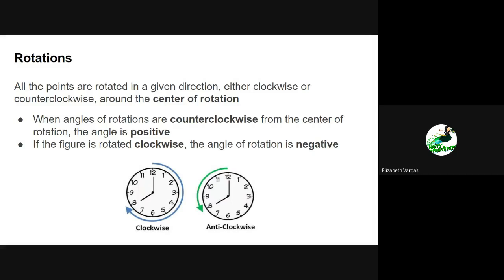The rotation occurs around a center of rotation. When angles of rotation are counterclockwise, for the center of rotation, the angle is positive. So positive 90 degrees, positive 180, or positive 270. If the figure is rotated clockwise, on the other hand, the angle of rotation is negative. So a rotation of negative 90 degrees, negative 180, or negative 270. Counterclockwise, positive; clockwise, negative.